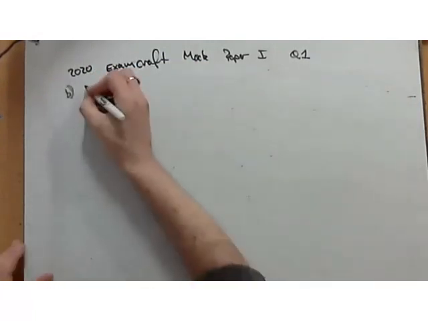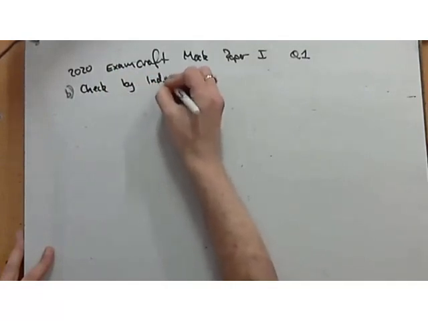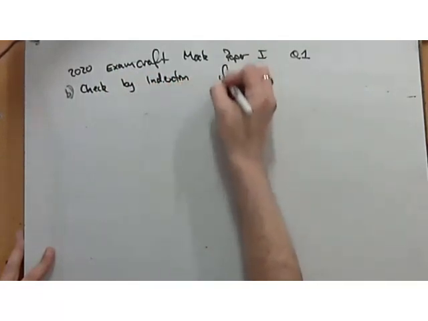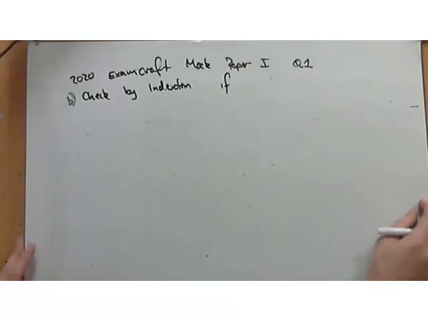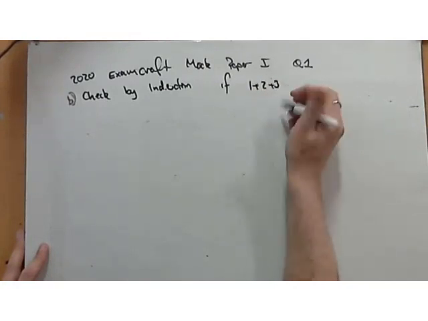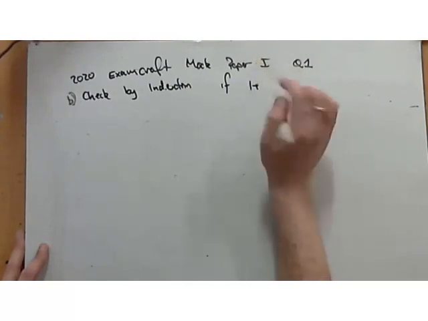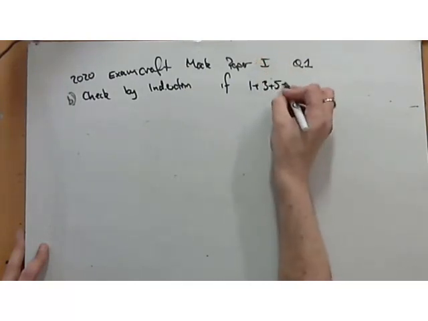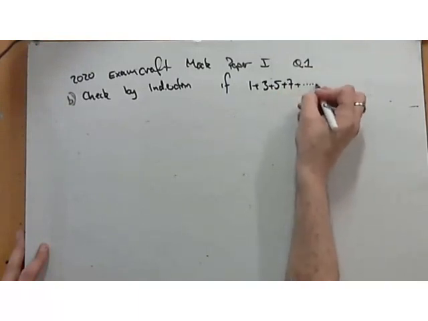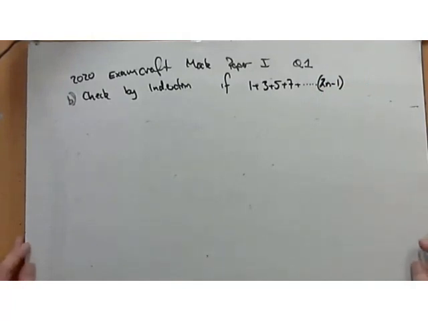Okay, check by induction if... let me see, we'll come up with one. Okay, check by induction if 1 plus 2 plus 3... we'll do it even better than that. 1 plus 3 plus 5 plus 7 plus all the way down to 2n minus 1. So we're adding odd numbers.